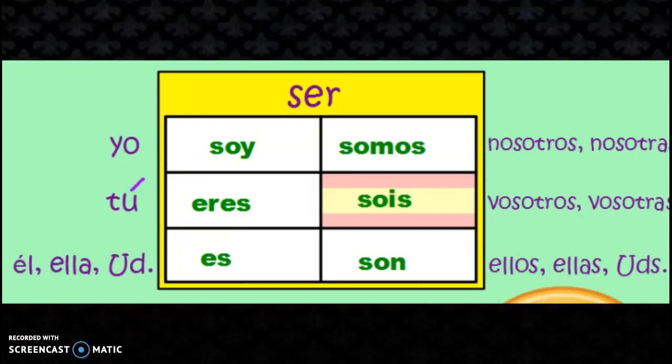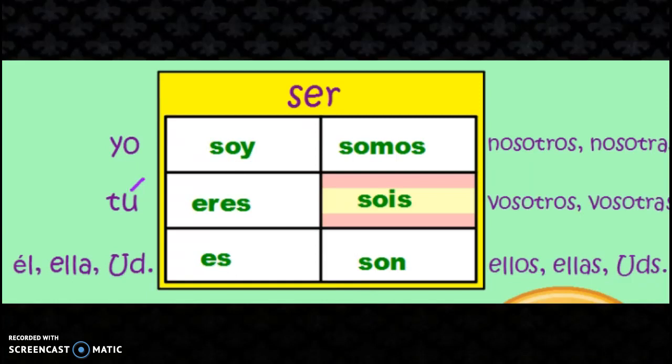So pause the video, fill this chart in your notes, and después continuamos. So you can see, just like in English, I can't say I is. Is would be like down here. So instead I have to say yo soy, I am.